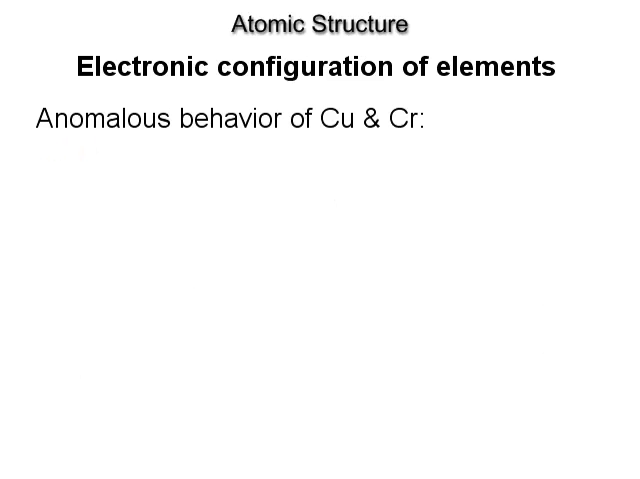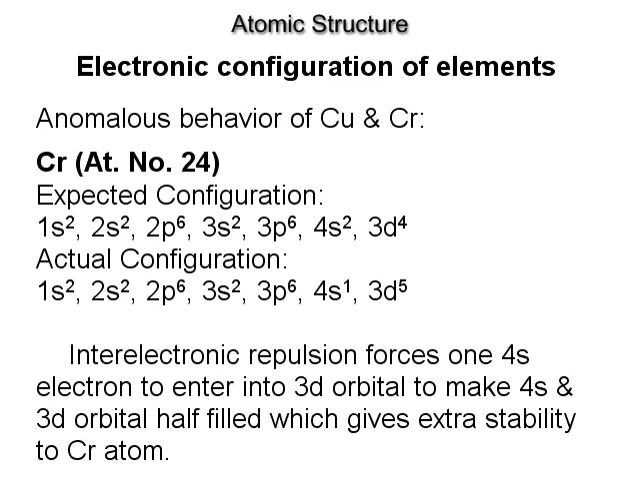The anomalous behavior of copper and chromium. Chromium, atomic number 24. Expected configuration: 1s2, 2s2, 2p6, 3s2, 3p6, 4s2, 3d4. Actual configuration is 1s2, 2s2, 2p6, 3s2, 3p6, 4s1, 3d5. Inter-electronic repulsion forces one 4s electron to enter into the 3d orbital to make 4s and 3d orbitals half filled, which gives extra stability to the chromium atom.